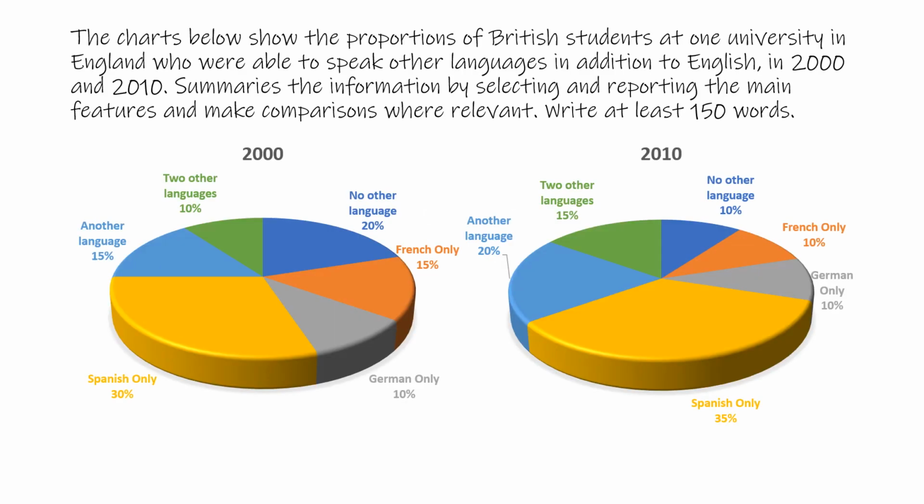Looking toward the question: The charts below show the proportions of British students at one university in England who were able to speak other languages in addition to English, in 2000 and 2010. Summarize the information by selecting and reporting the main features and make comparisons where relevant. Write at least 150 words.